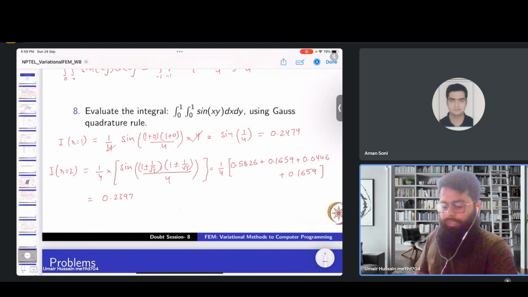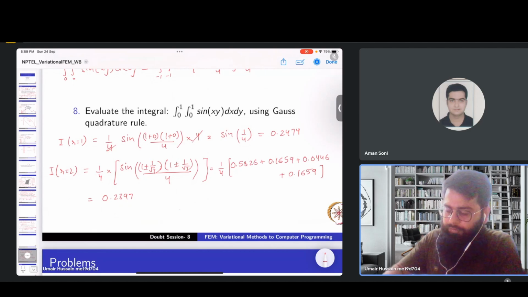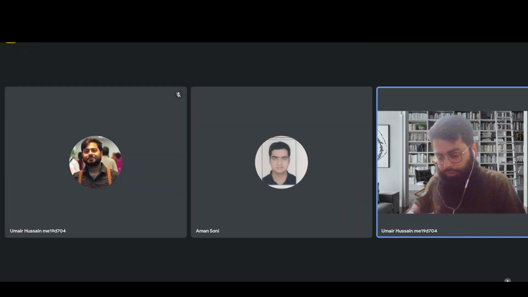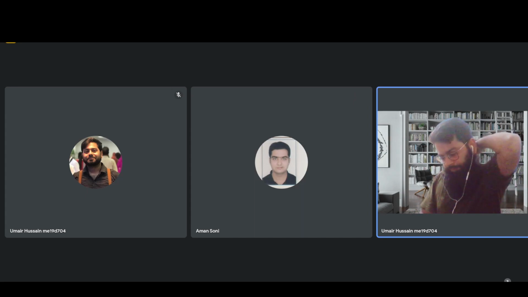Since it's a sine function, there would be some error, and using the Gauss quadrature rule, we can never always get the exact result, because it's designed for polynomials.